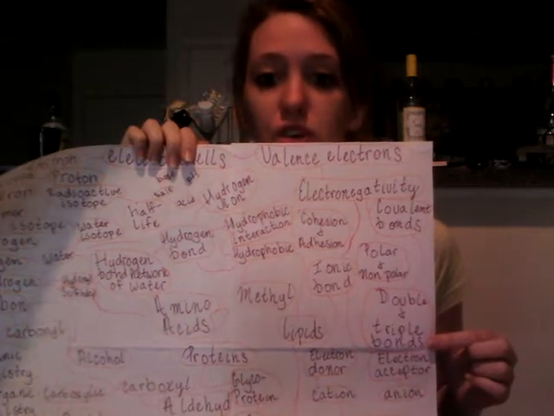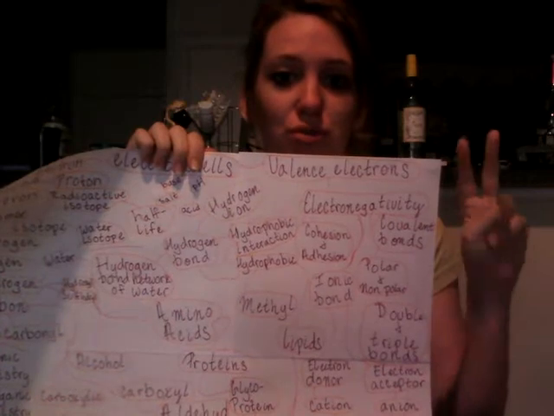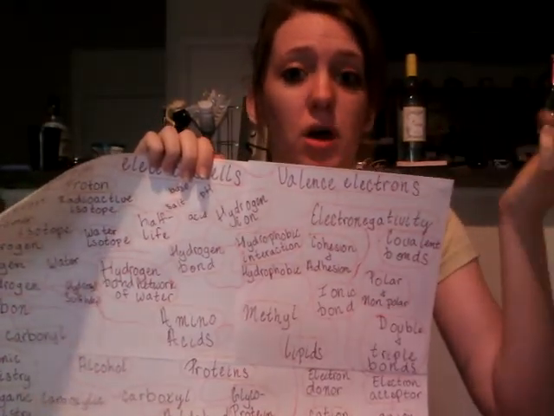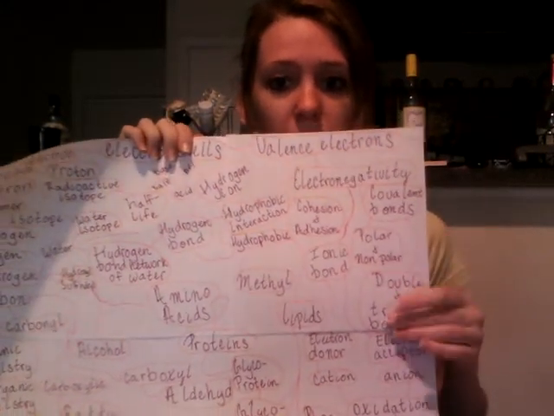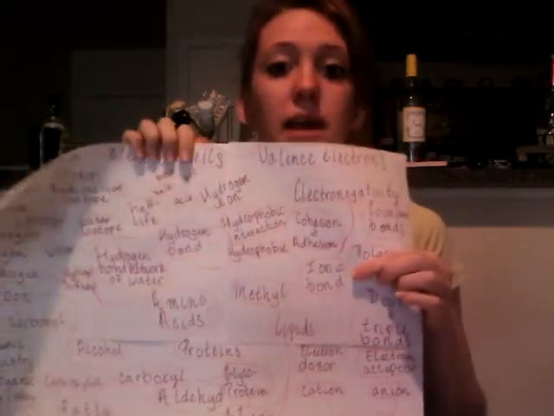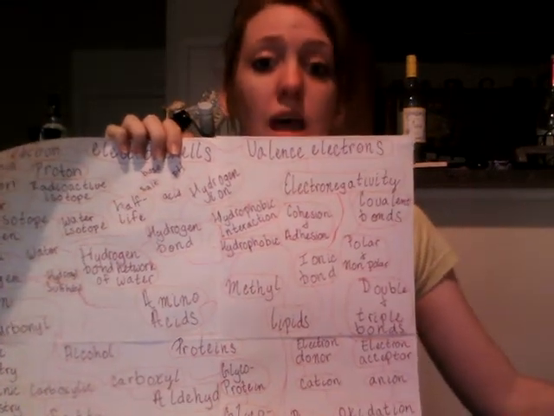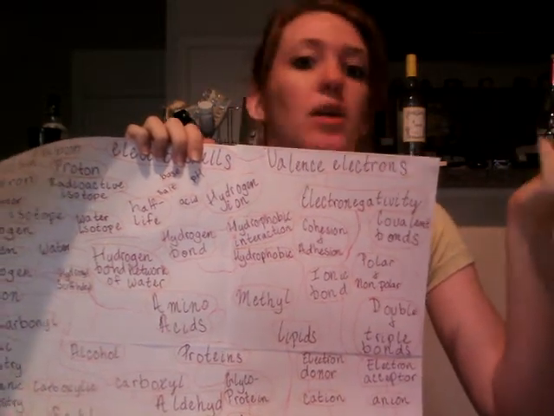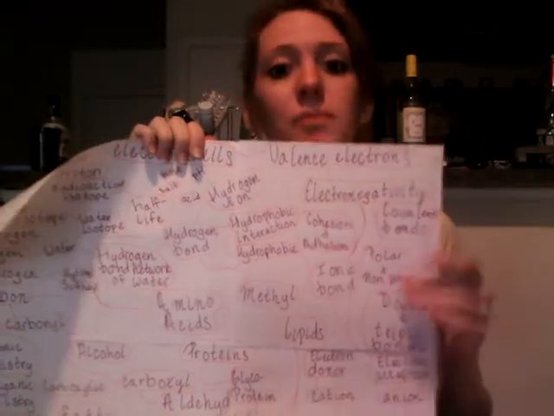And then there's double and triple bonds. The double bond is when 2 electrons are shared between 2 atoms. And then a triple bond is where 3 electrons are shared between 2 atoms. And then there is the ionic bond. The ionic bond is when one atom completely gives up its electron to another. And the reason why they stick together is because of the opposite charges. One's positive and one is negative, and opposites attract.